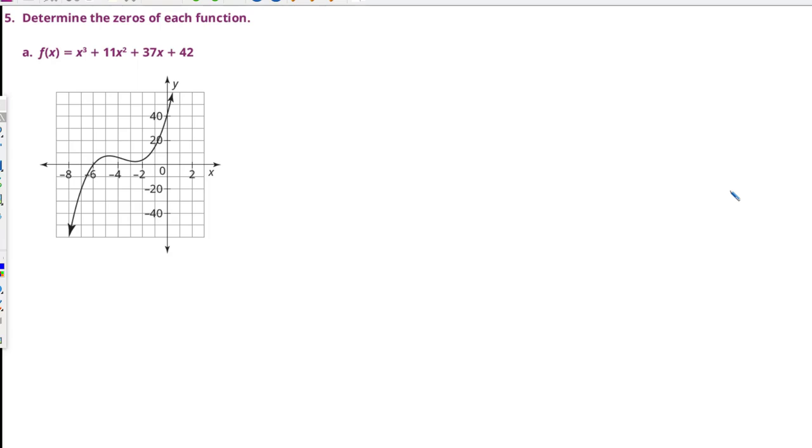So we're going to determine the zeros of each function. We're going to use information from the graph to help us. So one of the things the graph helps us is find one of the real zeros. And so it found out that it was -6 is one of my real zeros. And so I'm going to put -6 in my box. And then I'm going to put 1, 11, 37, 42.